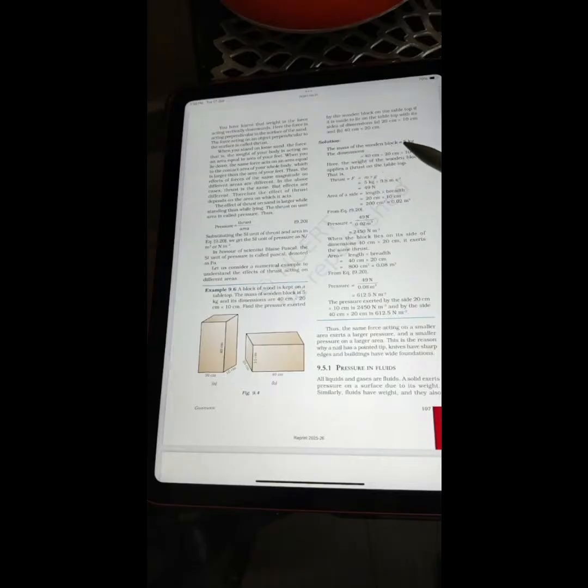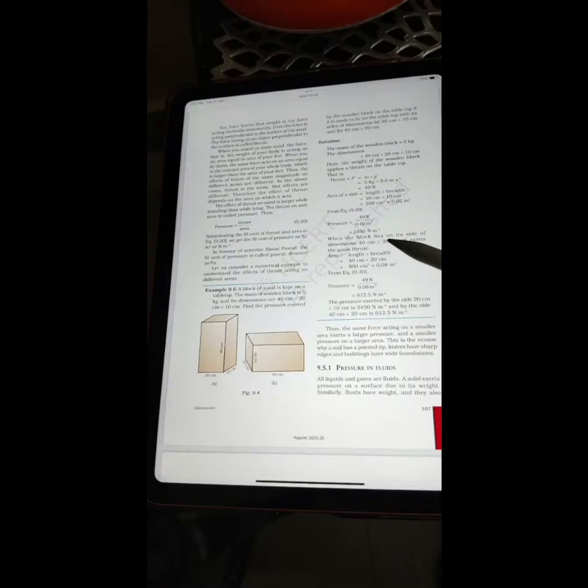The mass of the wooden block is 5 kg. The dimensions are already given, 40 by 20 by 10. Here the weight of the wooden block applies a thrust on the tabletop. That is, the thrust will be F equals mg, so the force will become 49 Newton. Area of the side will be length into breadth, so it will become 0.02 meter square. From equation 9.20, pressure is equal to thrust upon area. So putting the values, we get pressure as 2450 Newton per meter square.